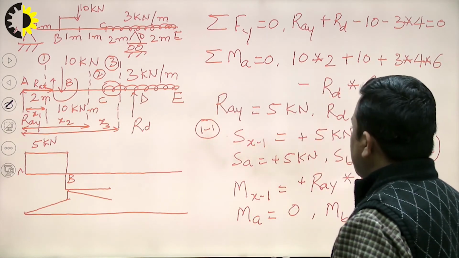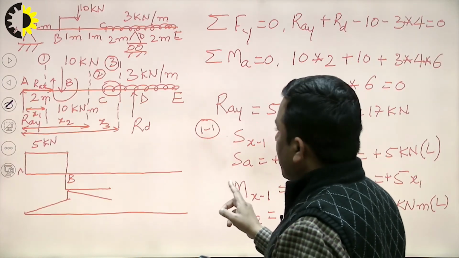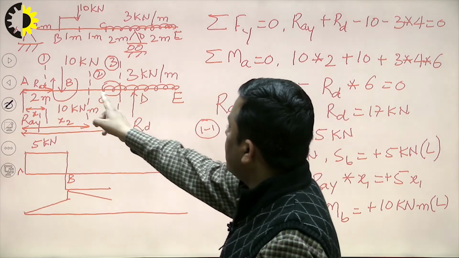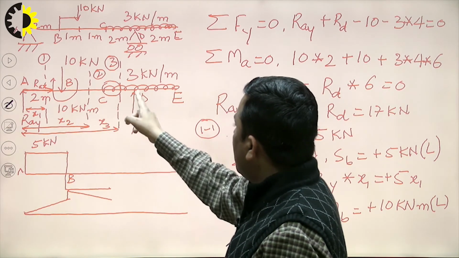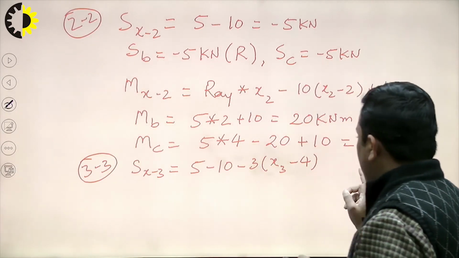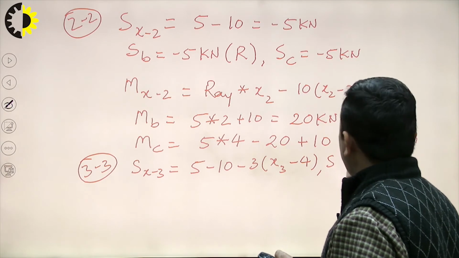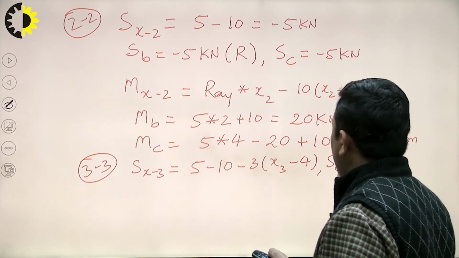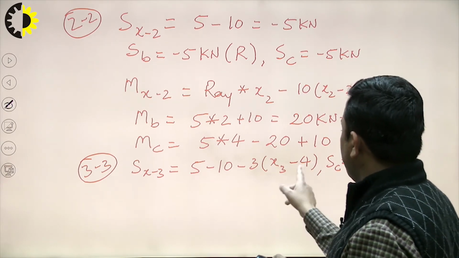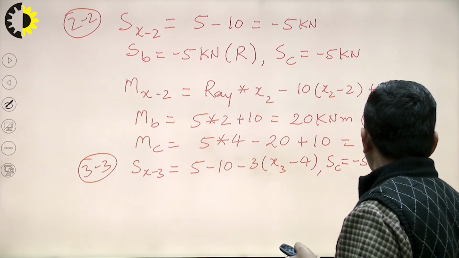So, now I can write the values also. For point C, what can I take? For point C, I can take x3 equal to 4, and for point D, I can take x3 equal to 6. Whenever I am calculating the shear force at C, I am putting x3 equal to 4. So, this becomes 0. It is coming out -5. You can check the calculation.